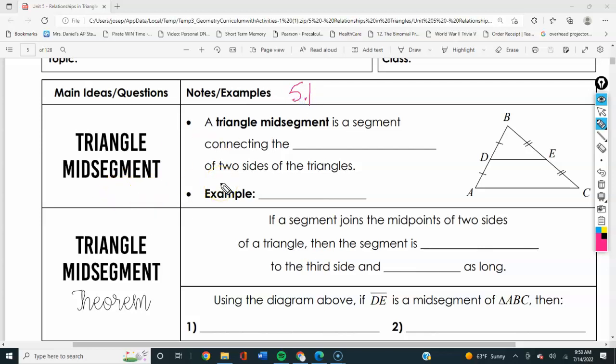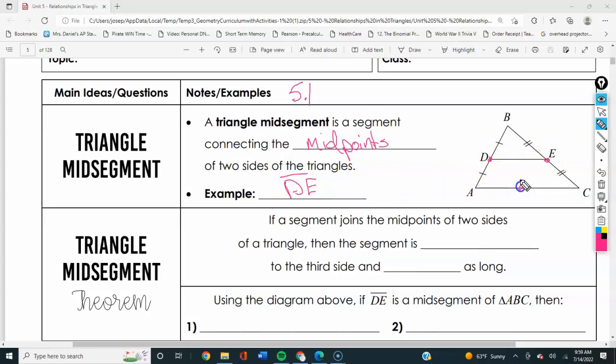Let's go. First question we have to ask ourselves is, what is a midsegment? Well, a midsegment connects the two midpoints. It's in the middle. It's a midsegment. It connects midpoints. It's mid. All right. So now, our example on this picture over here is DE is a midsegment of that triangle because it connects two sides' midpoints.